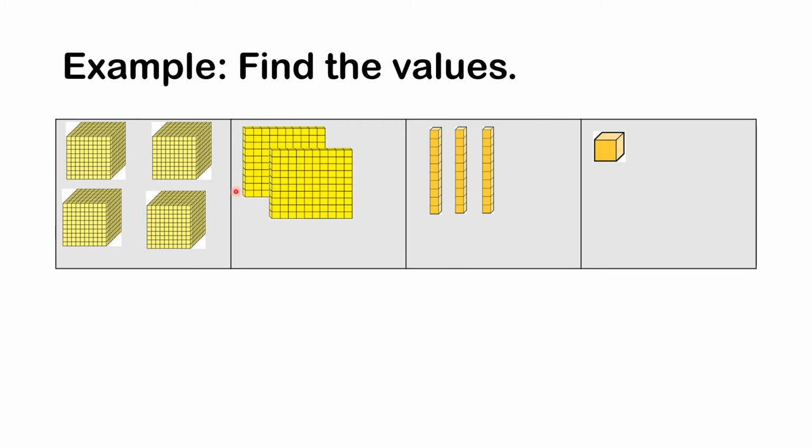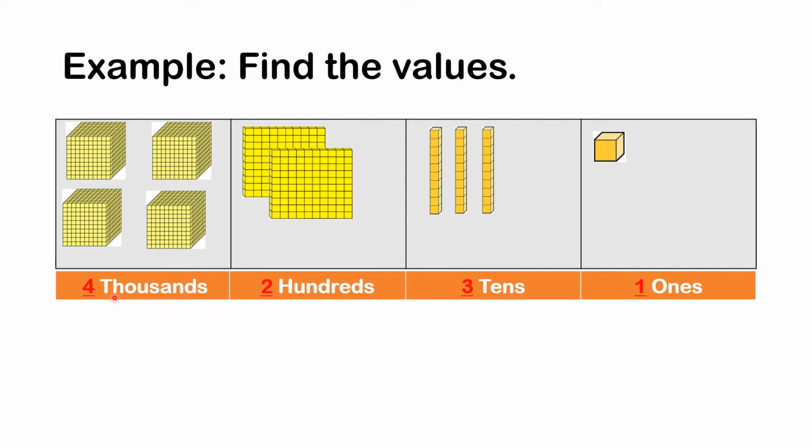So let's try to see what we can do first. What we see here is 4 sets of thousands, 2 sets of hundreds, 3 sets of tens, and 1 set of ones. If we want to represent the answer, it should look something like this, where we have the thousands group having 4 sets of thousands. The hundreds, we have 2 sets. The tens, we have 3 sets. And the ones, we have just 1.